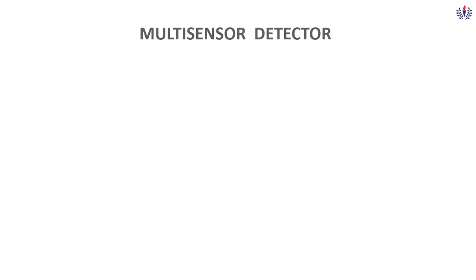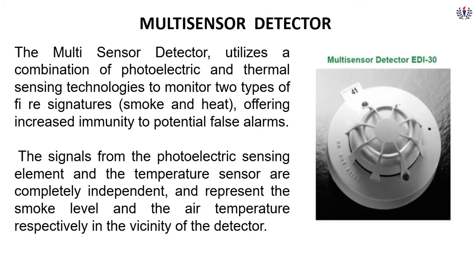The third one is the multi-sensor detector. The multi-sensor detector is a special type of detector which utilizes photoelectric and thermal sensing technology. So it detects smoke, heat and poisonous gases also. The signals from the photoelectric sensing element and the temperature sensor are completely independent. So they will not conflict with each other and represent the smoke level and air temperature respectively in the vicinity of the detector. For this we use a multi-sensor detector of EDI 30.